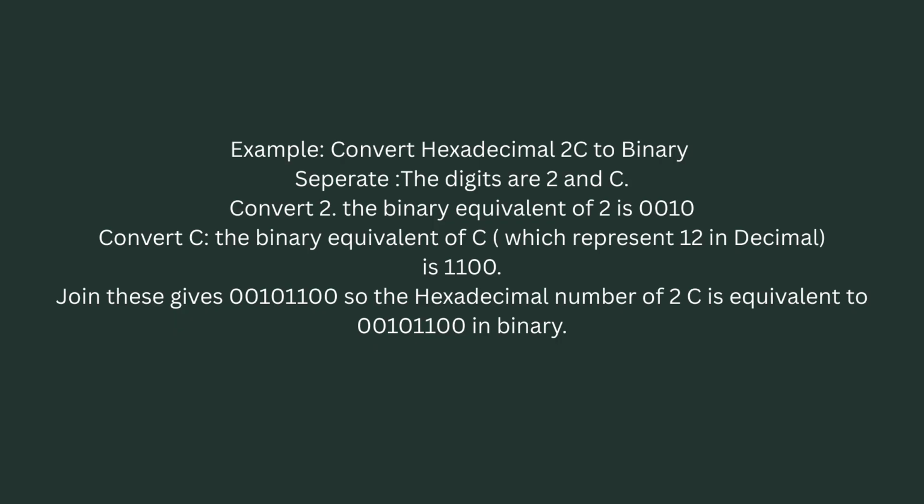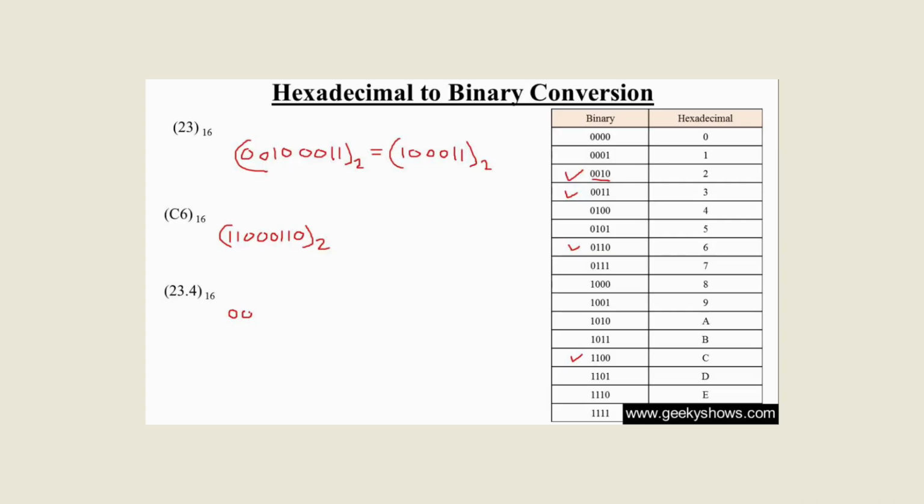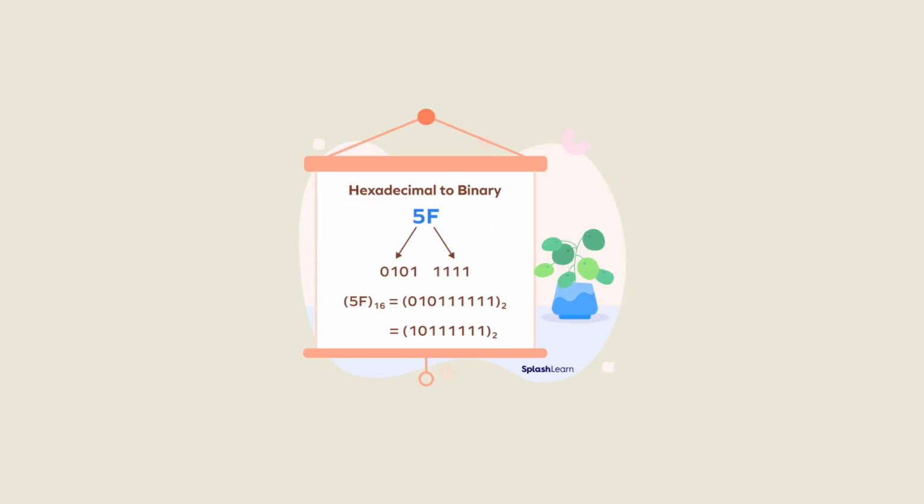Example, convert hexadecimal 2C to binary. Separate. The digits are 2 and C. Convert 2. The binary equivalent of 2 is 0010. Convert C. The binary equivalent of C, which represents 12 in decimal, is 1100. Join. This gives 00101100. So the hexadecimal number 2C is equivalent to 00101100 in binary.